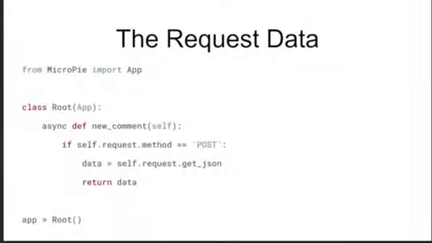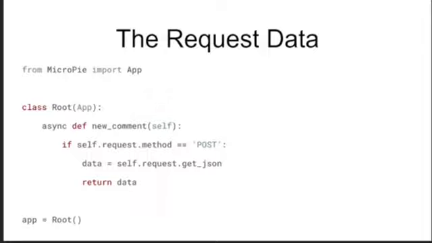So the request data: MicroPie uses a global request object, which is convenient, and there's really no way around this. Other frameworks pass requests in to each handler, and that's just ugly and redundant to me. I don't like that, so this is the way MicroPie does it. Let's create a route handler called new comment, as you see here.